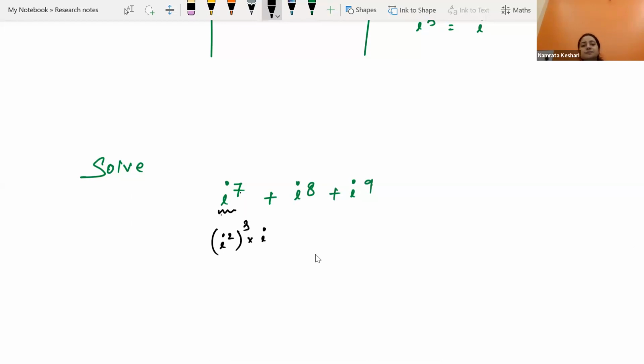Yes or no? Yes, ma'am. I to the power 8, can we write it as I squares to the power what? 4. Yes, 4. I to the power 9 can be written as I square to the power what? 4. And then one extra I. Yes or no? Yes, ma'am.